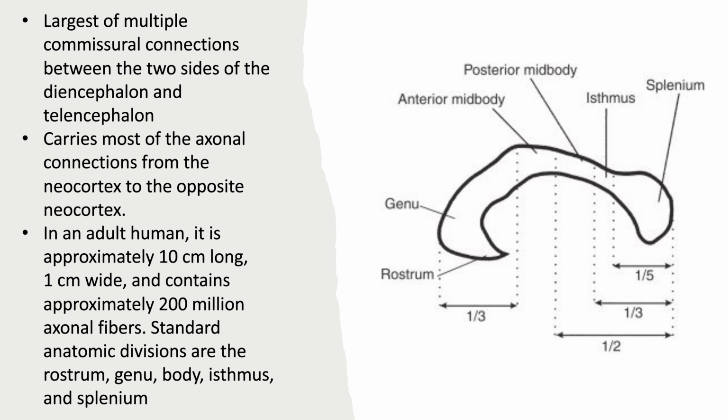It is the largest of multiple commissural connections between the two sides of the diencephalon and the telencephalon that carries most of the axonal connections from the neocortex to the opposite neocortex. In an adult human, it is approximately 10 centimeters long, 1 centimeter wide, and contains approximately 200 million axonal fibers. Standard anatomic divisions are the rostrum, genu, body, isthmus, and splenium.